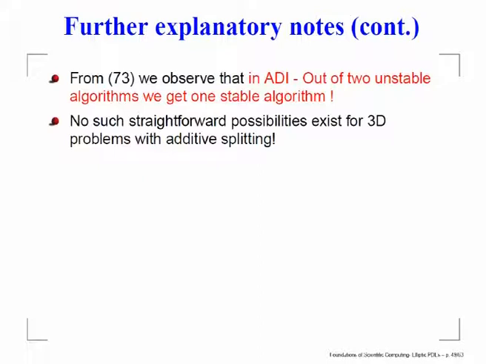For a 3D problem, we really can't have the same luxury of straightforwardly applying this procedure. We may have to do a little additional manipulation. So additive splitting does not really work out as easily as it did for 2D. That is one thing that we observe about ADI.